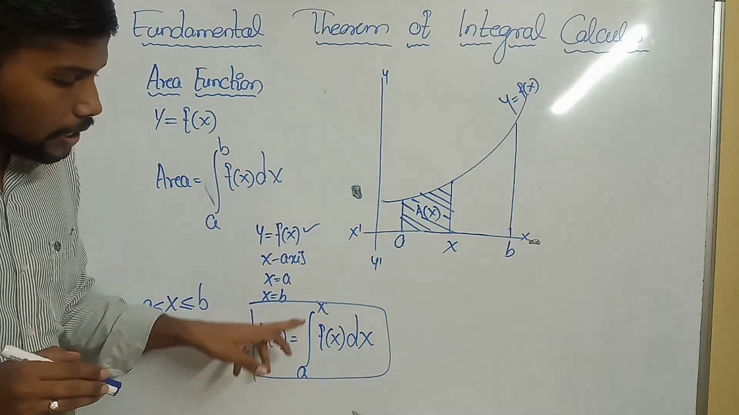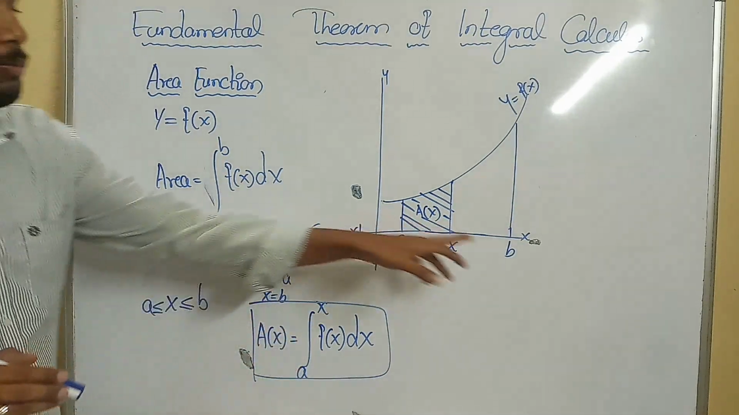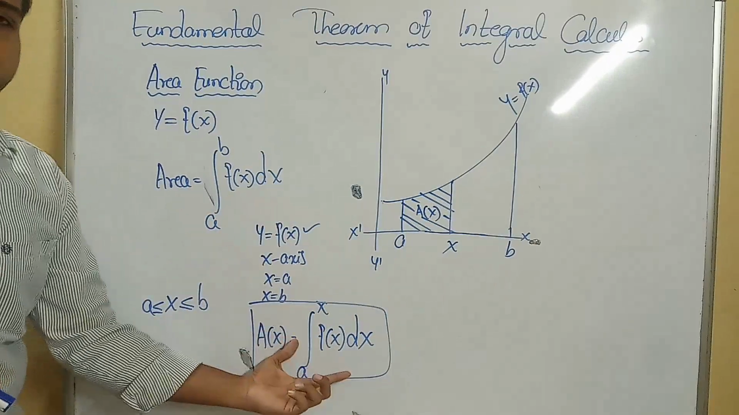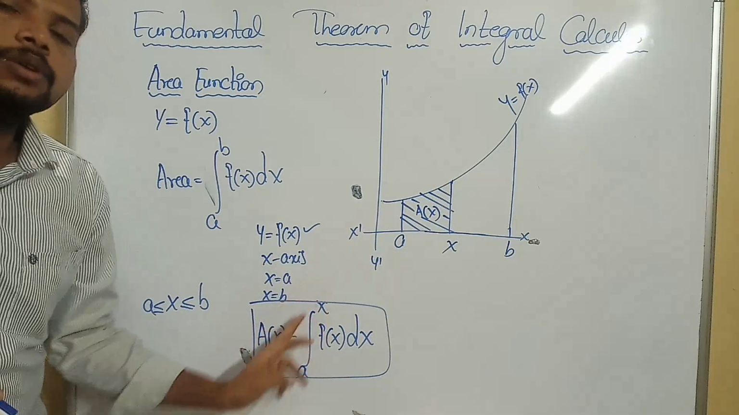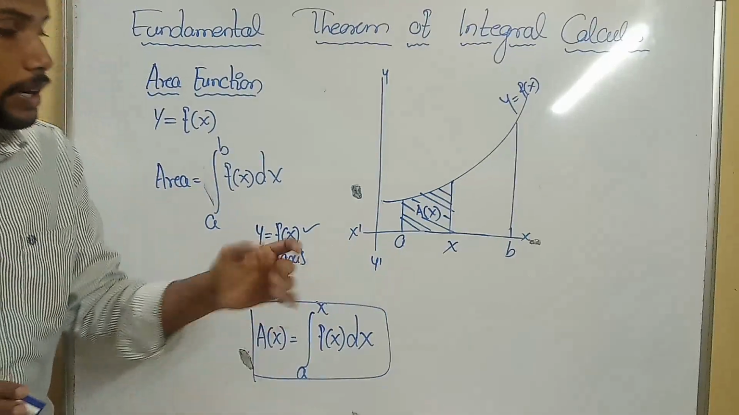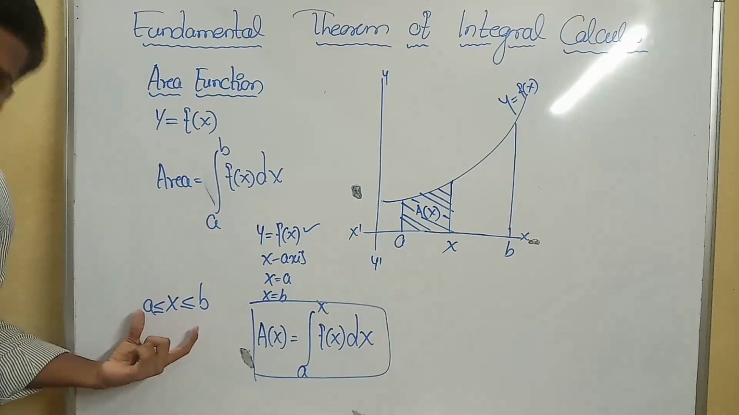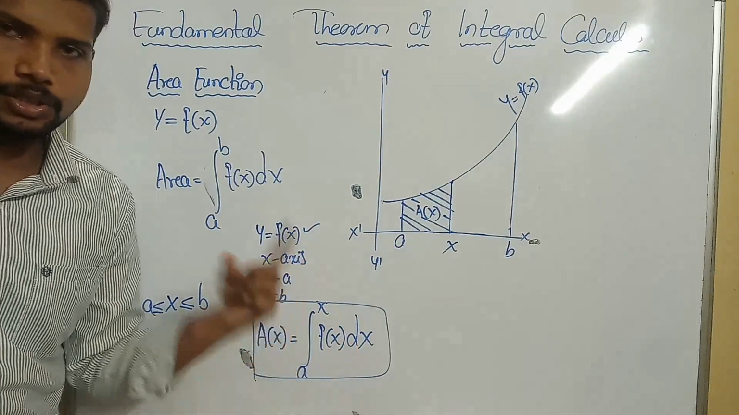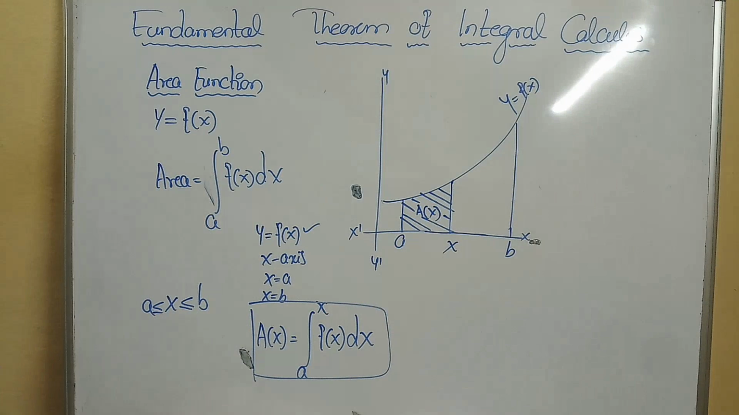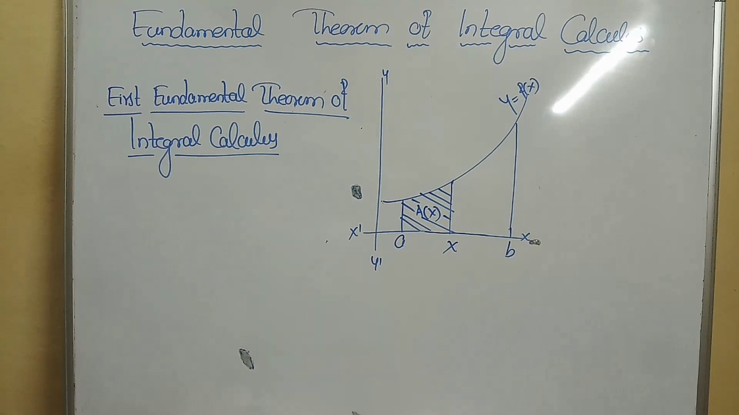If x is equal to b, both will be the same. If x is equal to a, the integral from a to a, the area, will be 0. Whenever x is in between a and b, we need to calculate the area by integrating the function like this. Got the point clearly?